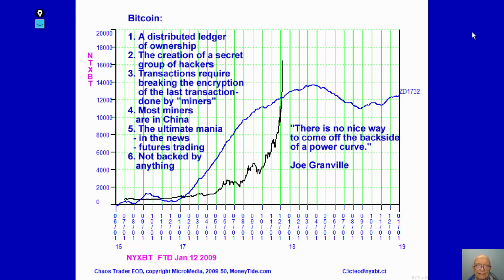Very clever. It's all published on the web, and people could download the Bitcoin program, and they could become what are called miners. To add a Bitcoin transaction, the operator of that program has to crack the code of the last transaction. It is a code cracking hacking job. So this product was created by a secret group of hackers.